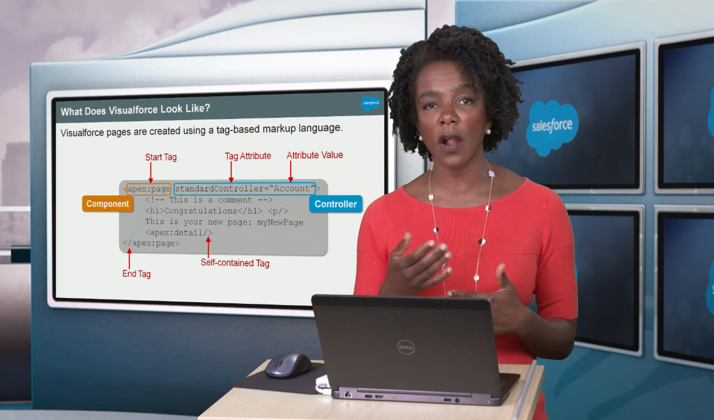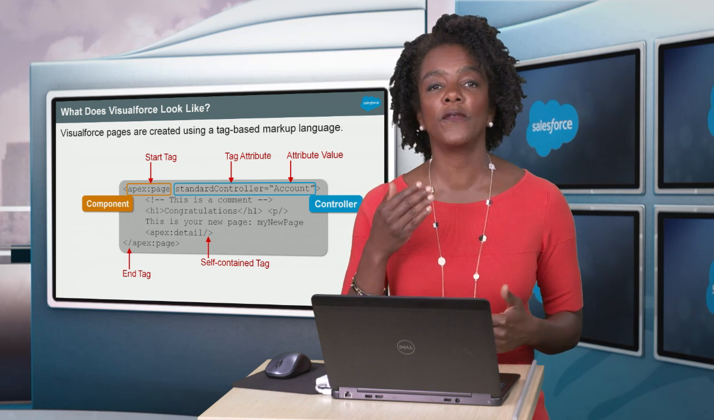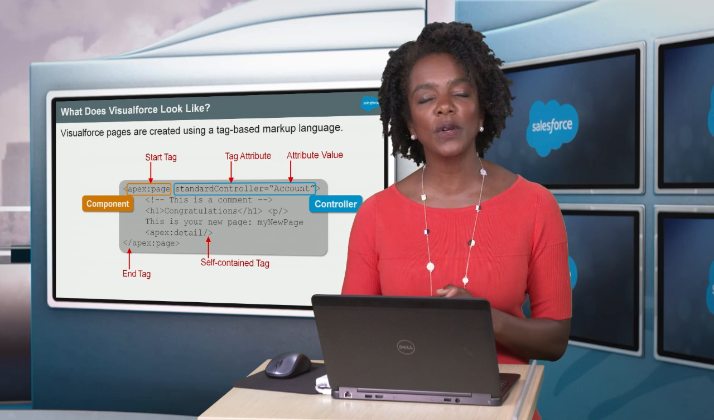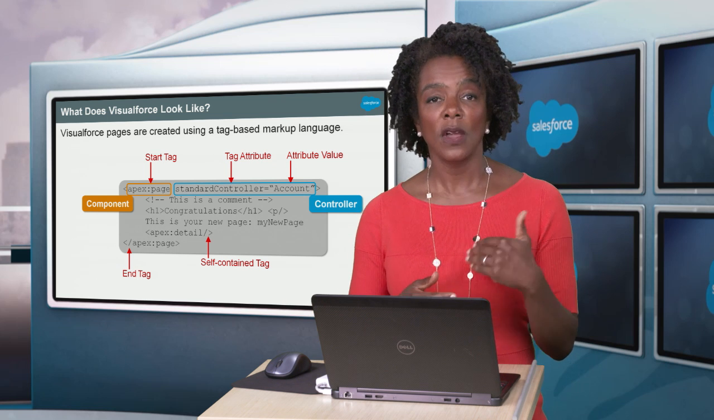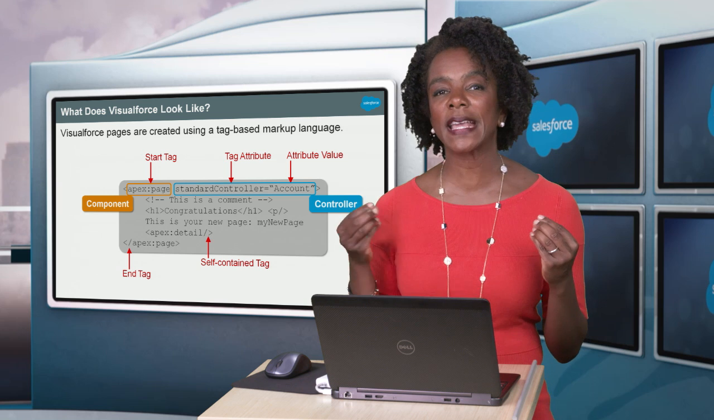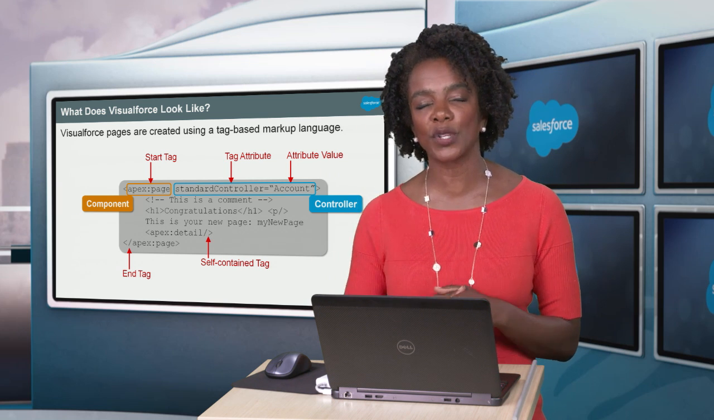Now you can have a start tag as indicated on this page where it says apex:page, and for every start tag you need to have an end tag. So as you notice here depicted on this page, we have an end tag with the slash at the beginning. We also have something called a self-contained tag. Here where you see apex:detail slash, that's a self-contained tag. It is the start and end tag all in one, and you can tell by the placement of the slash.